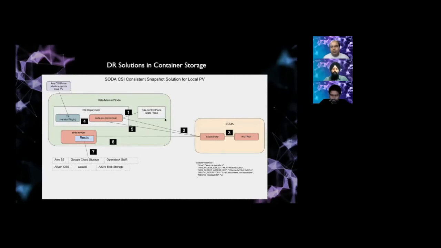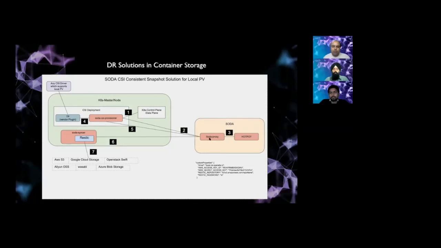This solution is right now restricted to local PVs, and we are working regularly to make it available for all other different types of storage as well. So this is a typical deployment where on the left-hand side we have a Kubernetes deployment with one CSI deployment. And on the right-hand side, we have a SODA deployment where we have a SODA proxy and hotpot.